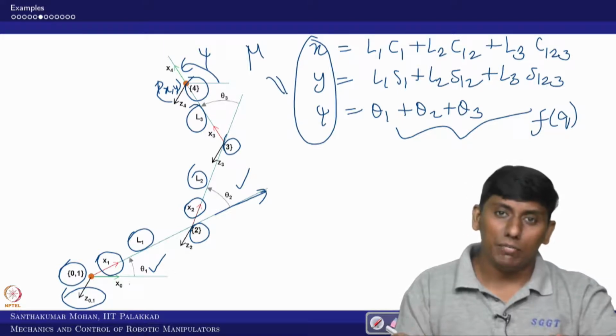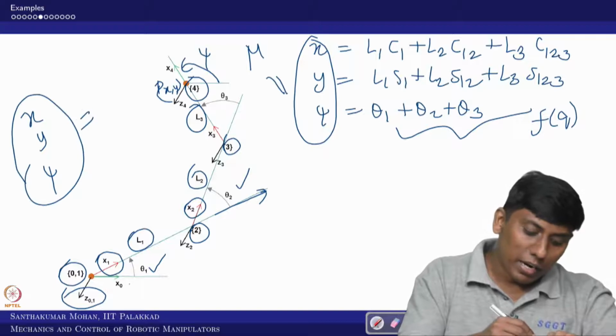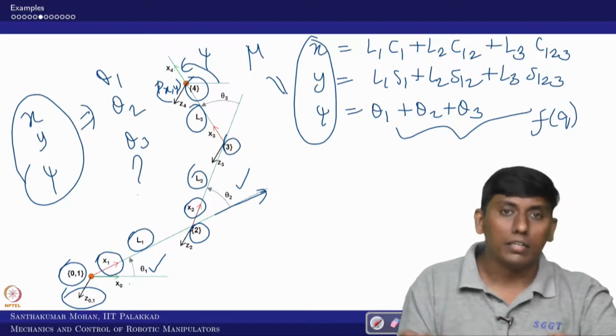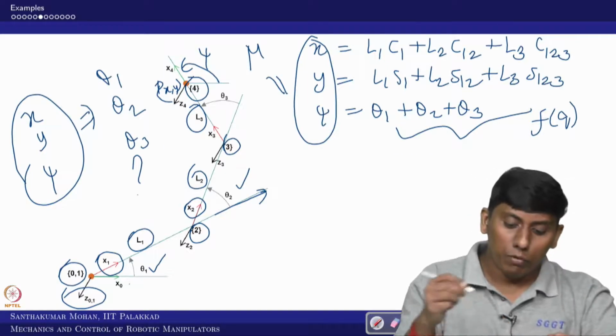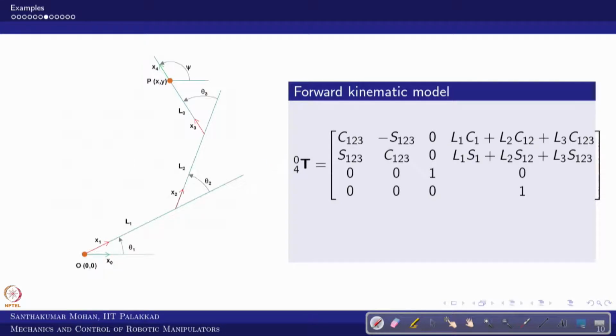What do we need? If I give x, y and psi, can I find theta 1, theta 2 and theta 3? Can I find it? Yes, we can. For that we will do the DH parameters and get the transformation matrices, and then we will see this is the position vector and this is the orientation. We got it. Now you can even cross-check by putting all thetas as 0.